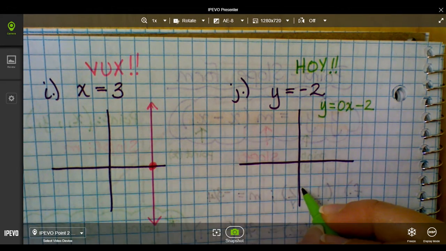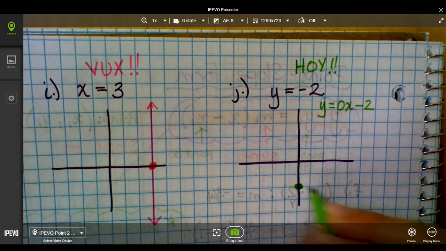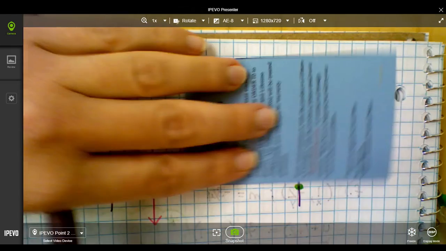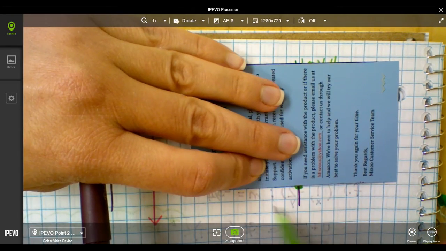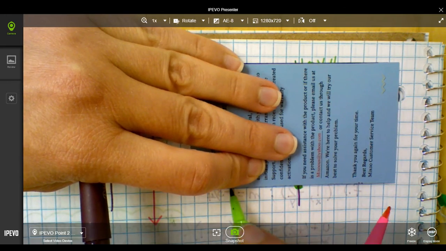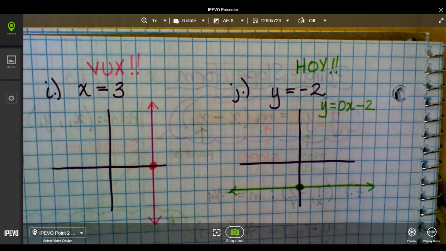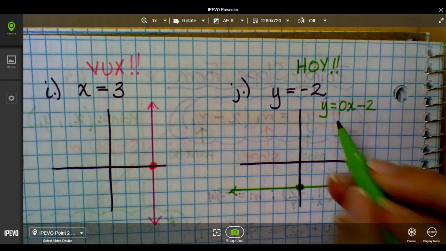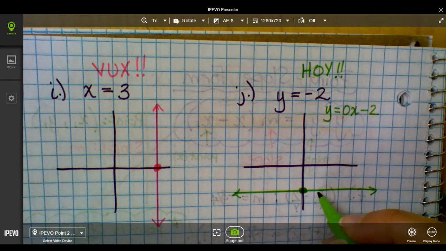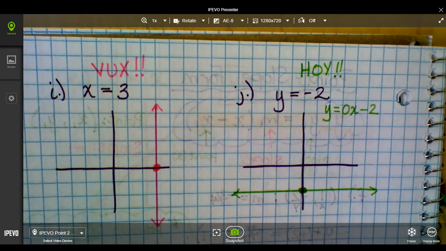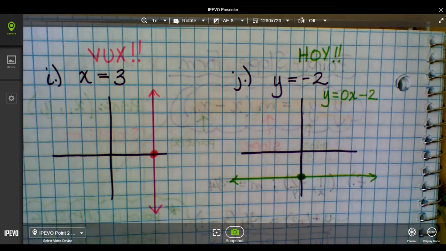But pretty much if you go to -2 on the y-axis, now all of your lines are going to have -2 as their y values. Every single point on this line will have a y value of -2. Or you can think about it as you're going up 0 and to the right one, up 0 and to the right one. So whichever way you want to think about it, just make sure you guys know those.